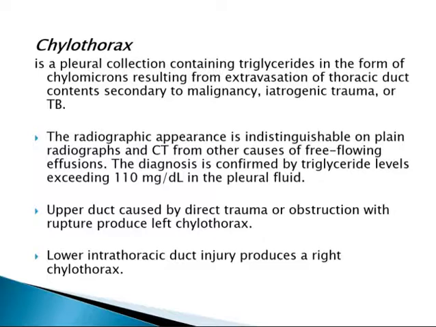Upper tract injury caused by direct trauma or obstruction to the thoracic duct causes left chylothorax because of the anatomy of the thoracic duct. Lower intrathoracic duct injury produces a right chylothorax. Because the thoracic duct is injured at the lower chest, it will result in right side, while if the upper chest, it will result in left side. Yes, at the level of the 6th dorsal vertebra. Exactly.